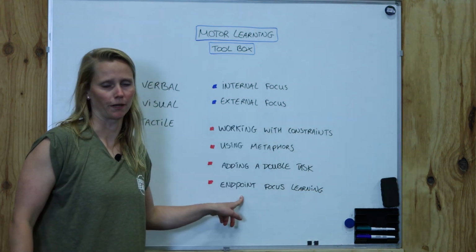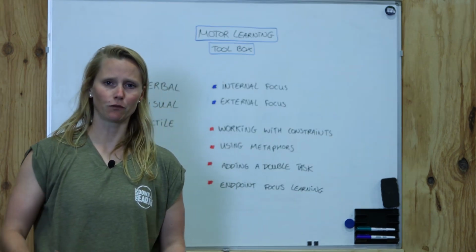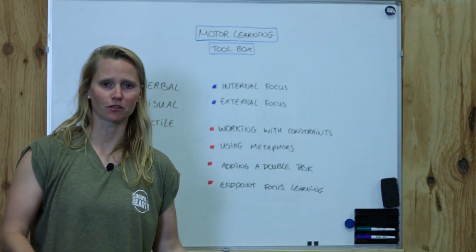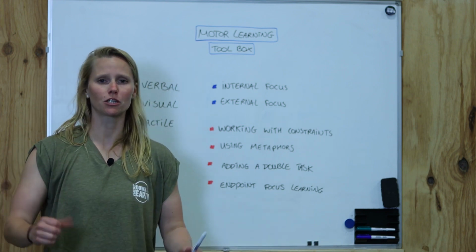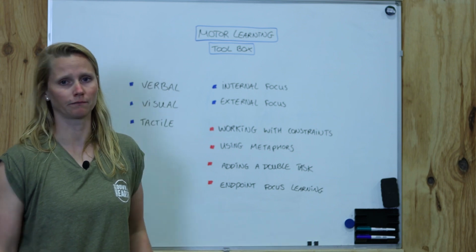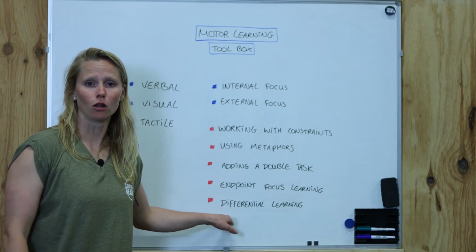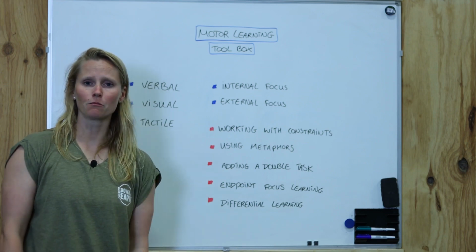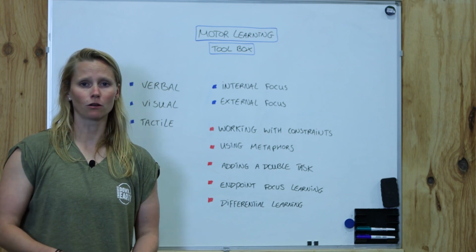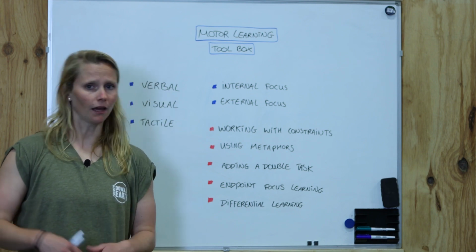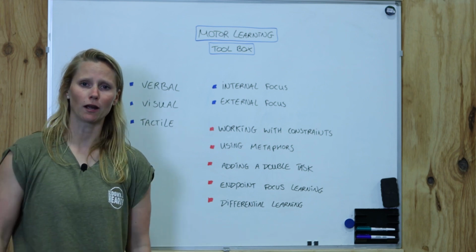Endpoint focus learning. If the end point of a movement is not clear, it might be very difficult for the body to understand the movement pattern to get there. So paying attention to the end point or end position is very important in motor learning. Differential learning. This means practicing the movement in a lot of different ways and variants. This could stimulate the motor learning process because from every attempt, every practice, every variant, the body will take some information to choose the right movement pattern.